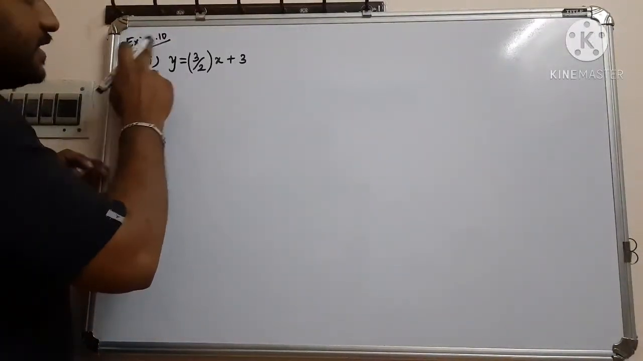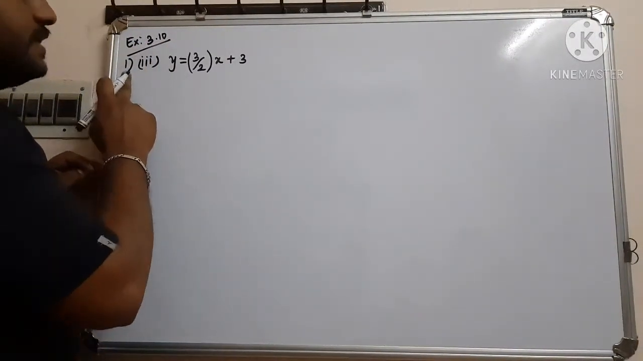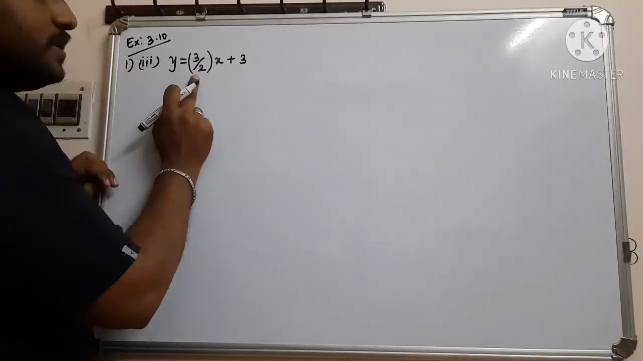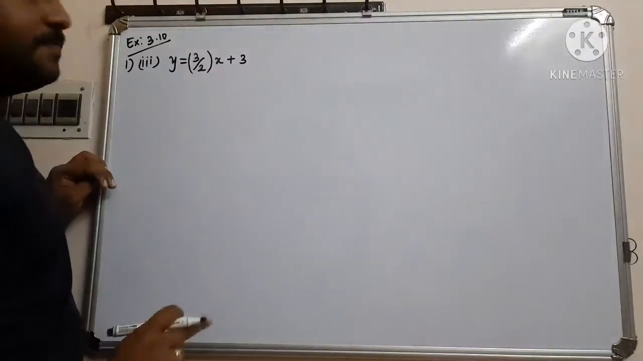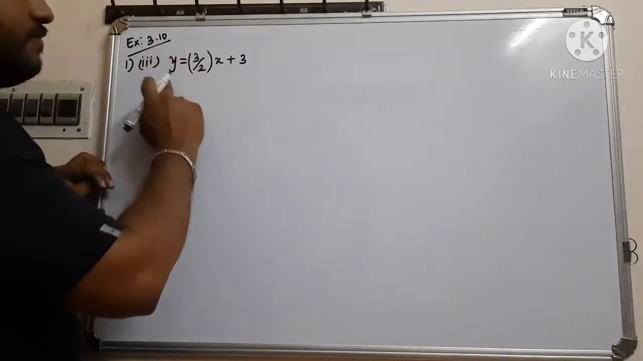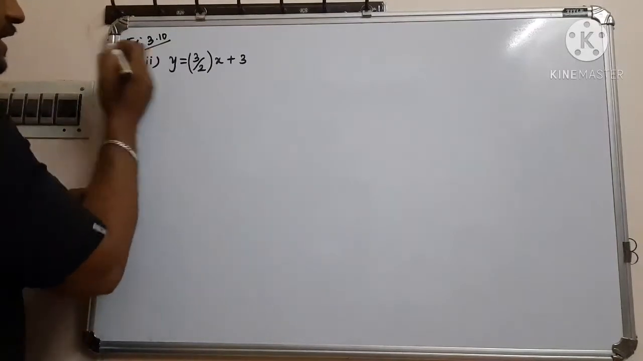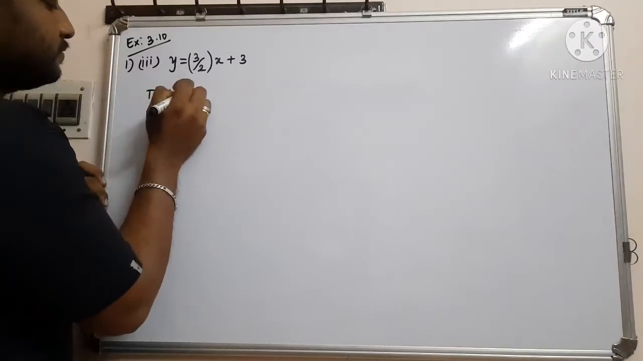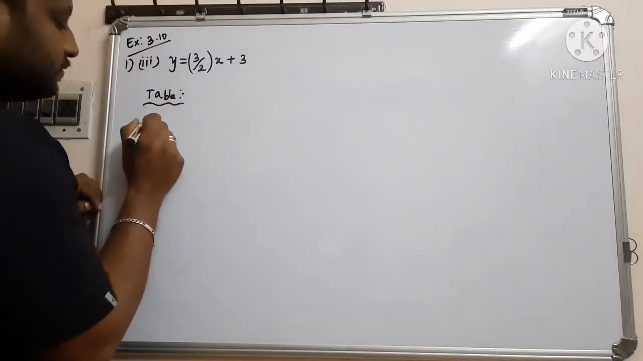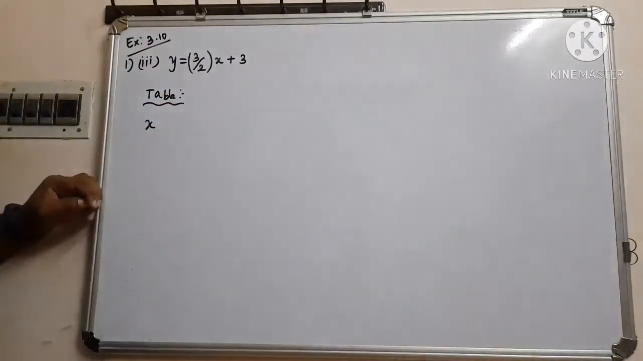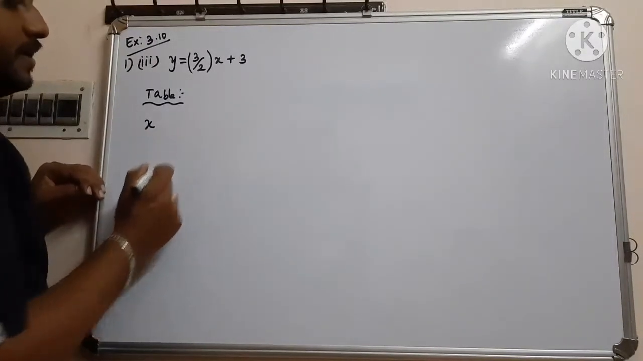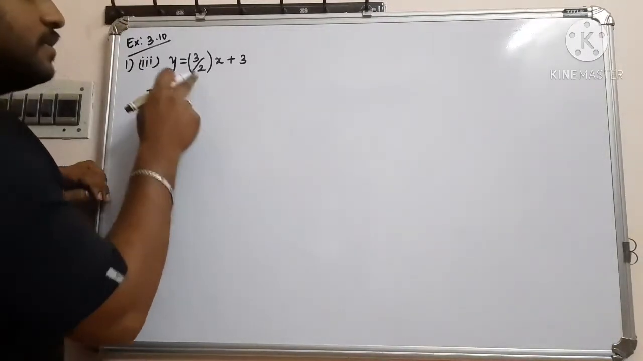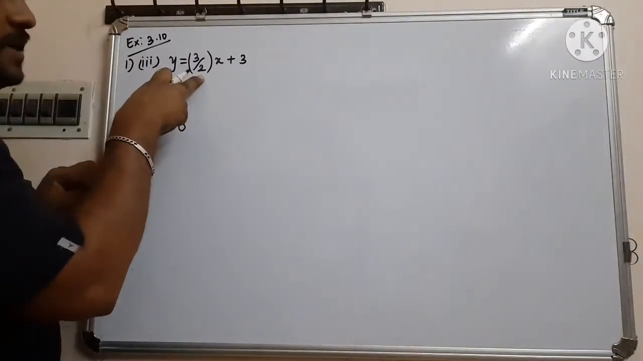Next, exercise 3.10. First one, draw a graph of y is equal to 3/2 x plus 3. You have to draw graph for this given equation. As it is, write the table. First we have to take x values. X value, I already told you, whatever it is you can take. So 0. Look at the question here.